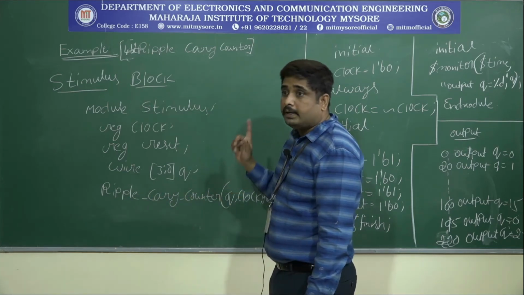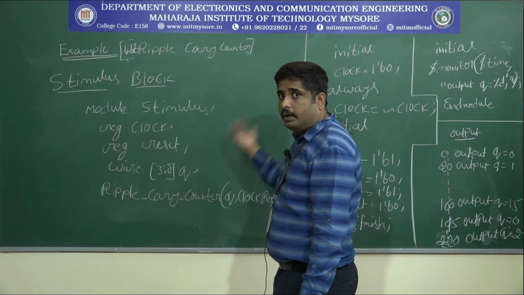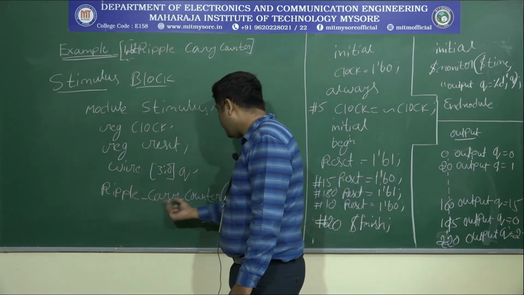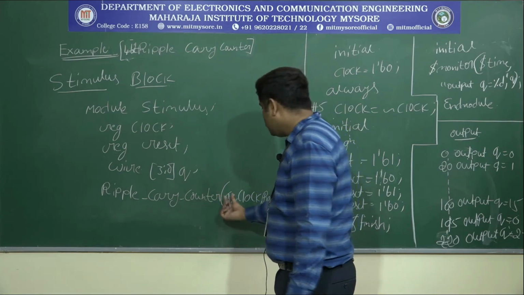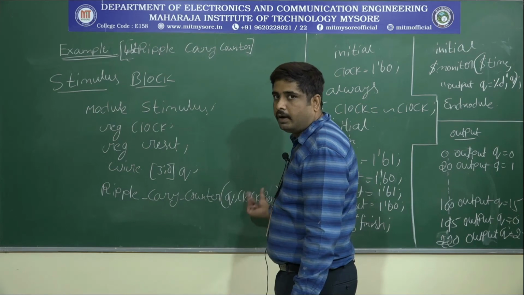The name should be similar with respect to a ripple carry counter design block programming. So here the name is the same, ripple_carry_counter. Then here we have to declare the inputs and outputs. So Q is the output for the ripple carry counter, then clock and reset are the inputs.